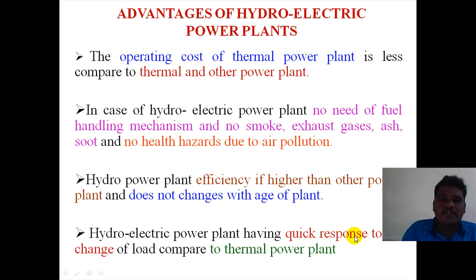A hydroelectric power plant gives quick response to changes of load compared to other power plants. Its response time is very fast compared with thermal power plants. A hydroelectric power plant is pollution proof. No pollution, or pollution is very less.